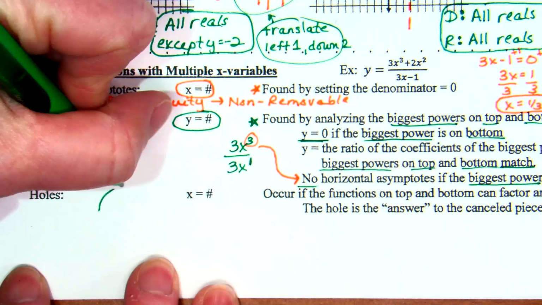Now, in all honesty, what do we often do to show it? We often put like an open circle to show it. But the idea is it's just one small break in the graph. That is a hole.